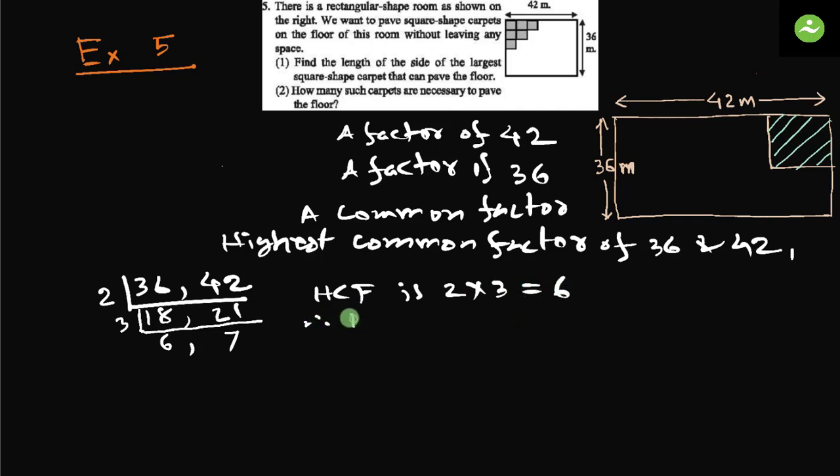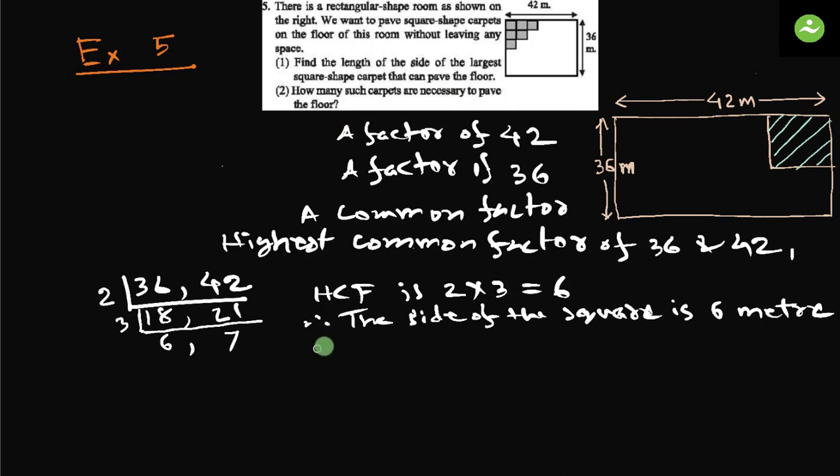Therefore, the side of the square is 6 meter. Unit is meter, so it is 6 meter. Now we got the side of the square, and that is the answer. Answer: 6 meter. So we have already done number 1.